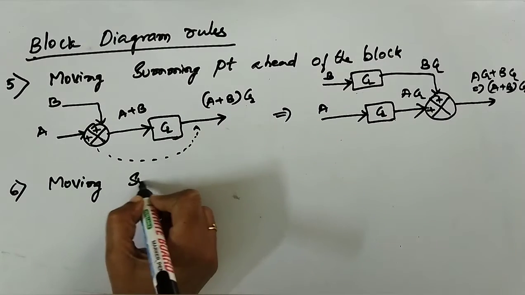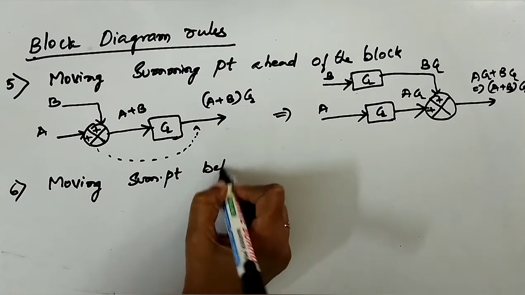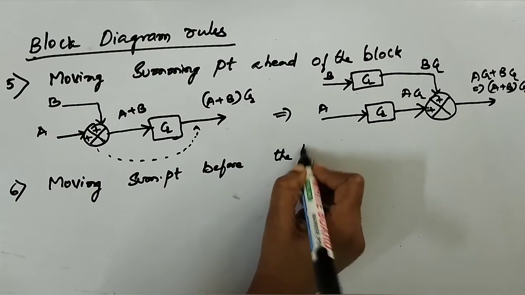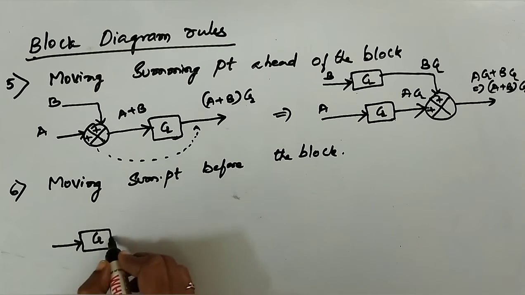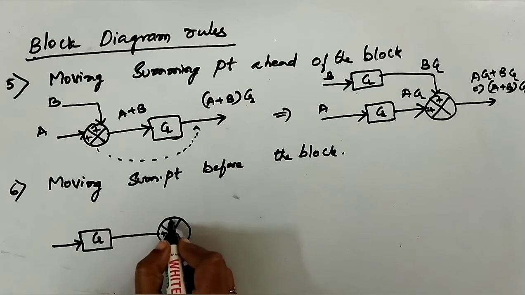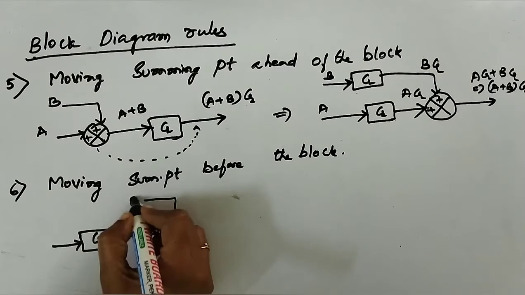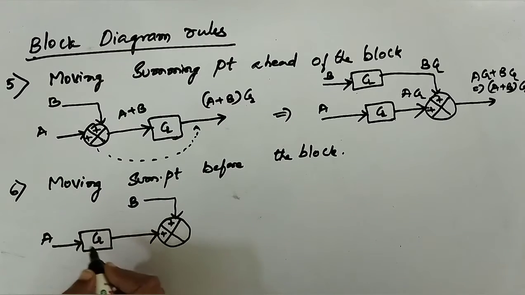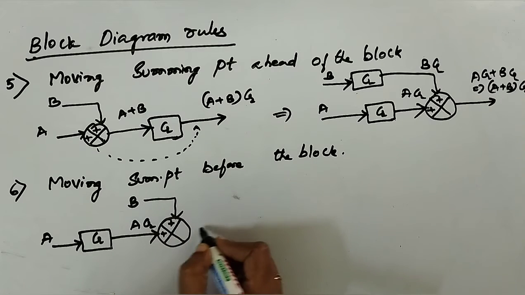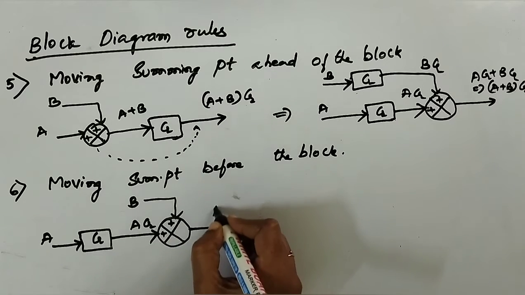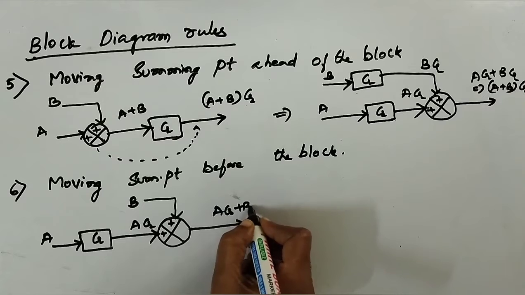Moving the summing point over the block. That is G. B here. A is the input on this. A into G will leave us with AG. B here. So the final output is AG plus B.